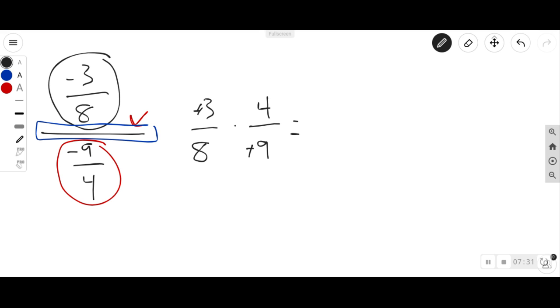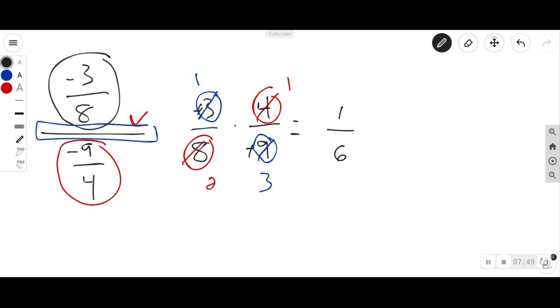So now I've got 3 and 9, so that's going to be 1 and 3. I have 4 and 8, so that's going to be 1 and 2. So that's going to give us an answer of 1/6. Again, you could have multiplied 4 and 3 and 8 and 9 and then simplified the 12/72, but I think it's easier to cancel earlier on. So we're going to do one more problem.